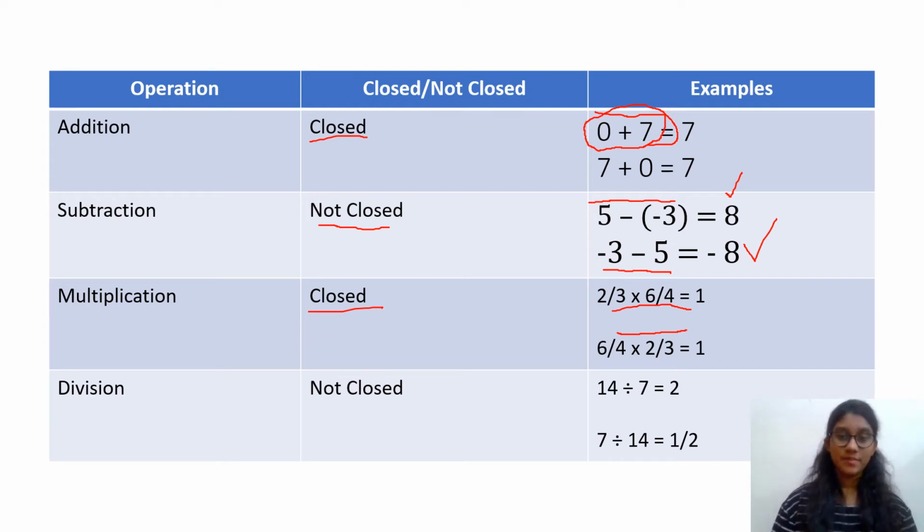Finally, division. 14 by 2 gives you 7, whereas 2 by 14 gives you 1 by 7, and 7 and 1 by 7 are not equal. Therefore, division is not closed under the commutative property.